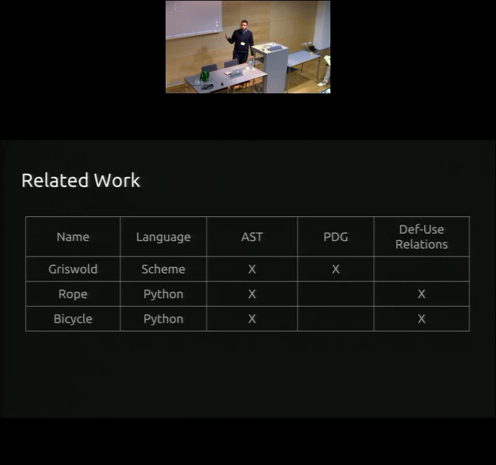The next two refactoring tools are Rope and Bicycle Repairman. Both were written in Python for Python, and both use an AST and the def-use relations as a way to do the refactoring operations. Rope assumes that the Python program has only function calls and some definitions, and therefore by simplifying the complexity of the program, it simplifies the complexity of the refactoring tool.